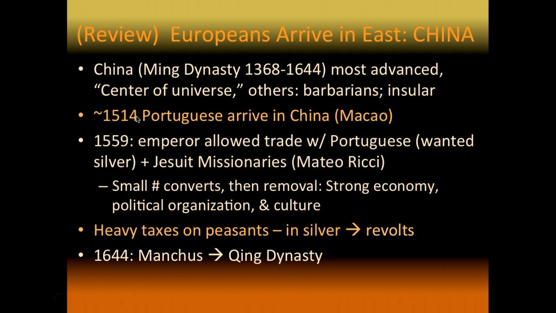In the Ming Dynasty, there were a lot of failures because of heavy taxes on the peasants in silver. And this caused a lot of revolts over these taxes. Rather than being taxed in foodstuffs or things that they grew like rice or vegetables or meat, they now had to pay in silver. And if they didn't pay, their land was taken. So a lot of groups of poor people ended up revolting.